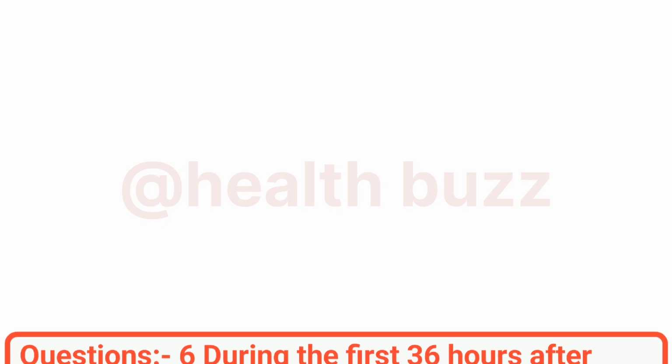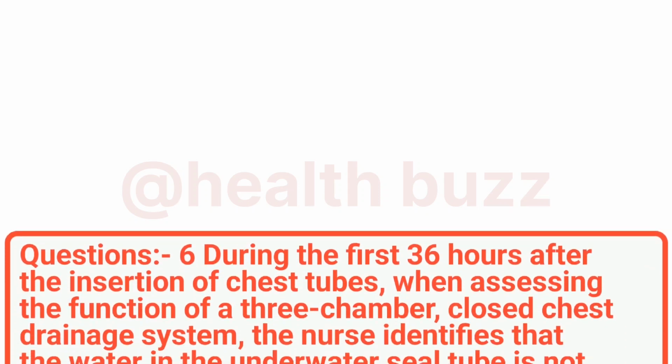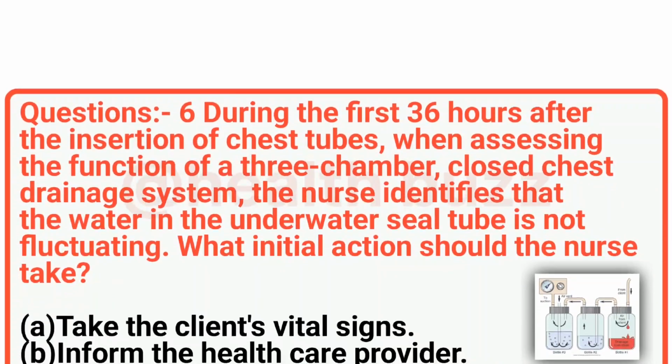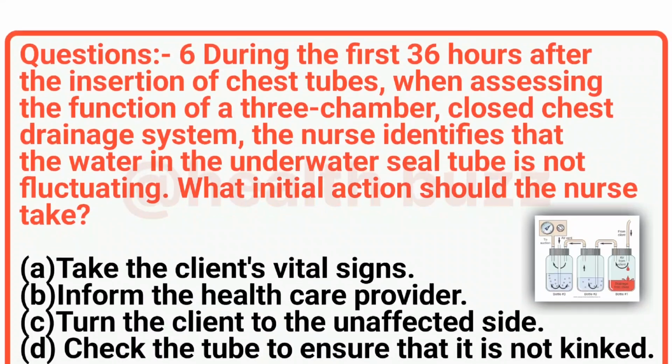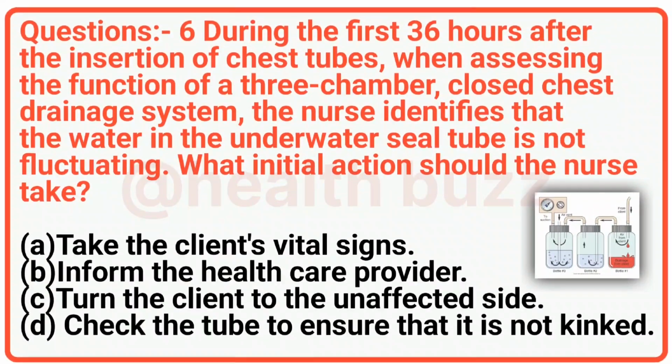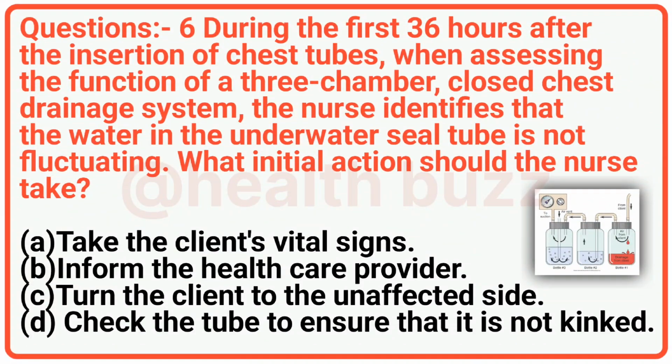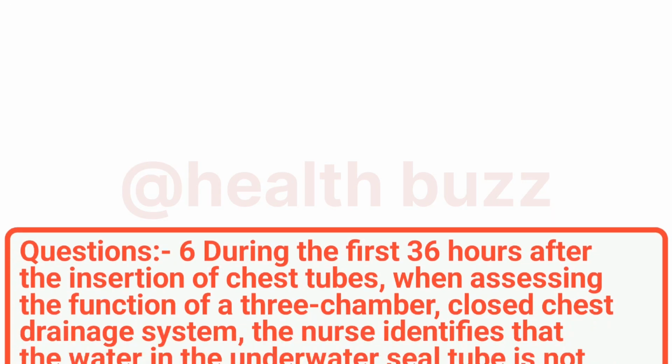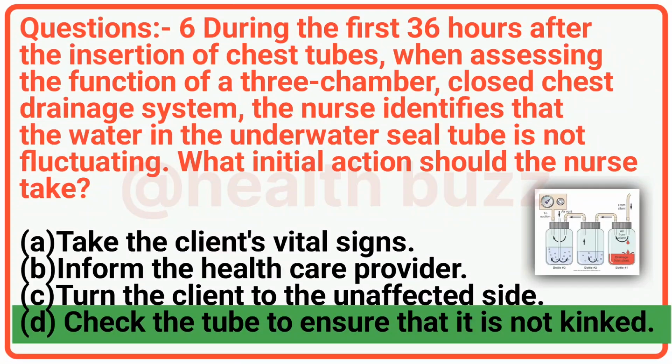Questions 6. During the first 36 hours after the insertion of chest tubes, when assessing the function of a 3-chamber closed chest drainage system, the nurse identifies that the water in the underwater seal tube is not fluctuating. What initial action should the nurse take? A. Take the client's vital signs, B. Inform the healthcare provider, C. Turn the client to the unaffected side, D. Check the tube to ensure that it is not kinked. Right answer is D. Check the tube to ensure that it is not kinked.